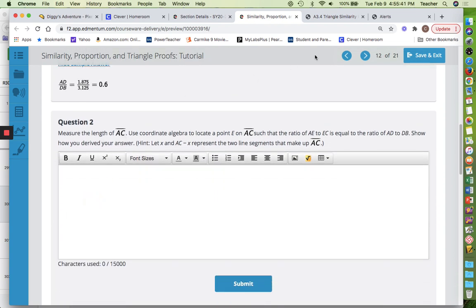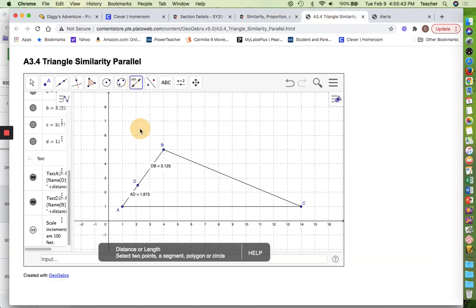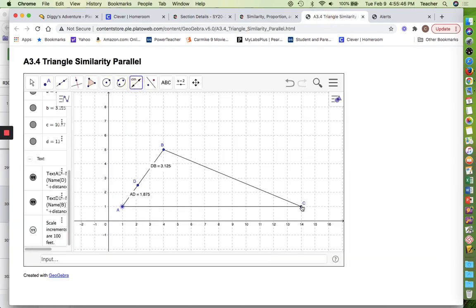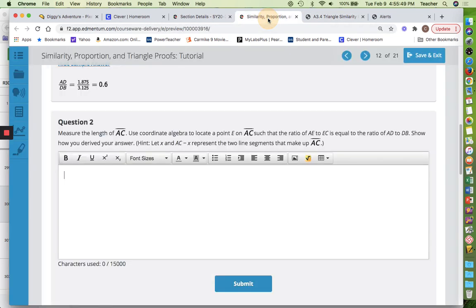Measure the length of AC. So come back up here, distance or length, A to C. I got 13. Use coordinate algebra to locate point E on AC such that the ratio of AE to EC is equal to the ratio of AD to DB. Show how you derived your answer. Let X and AC minus X represent the two line segments that make up AC. Okay, I think I understand what they're saying.